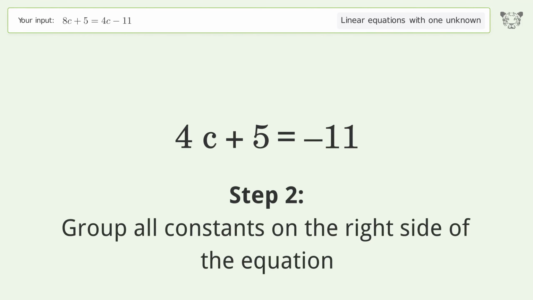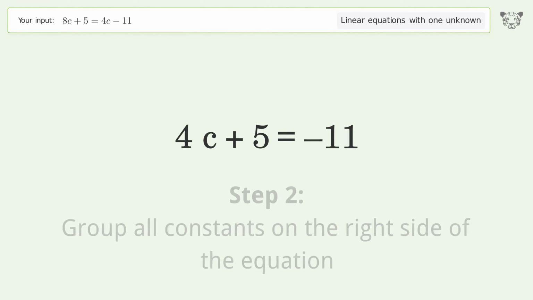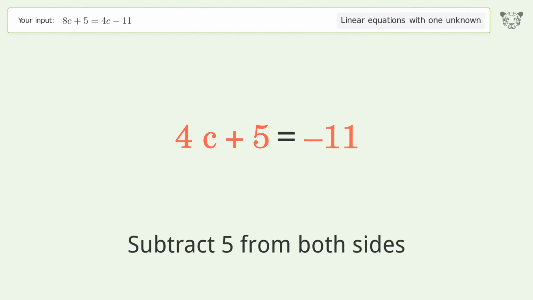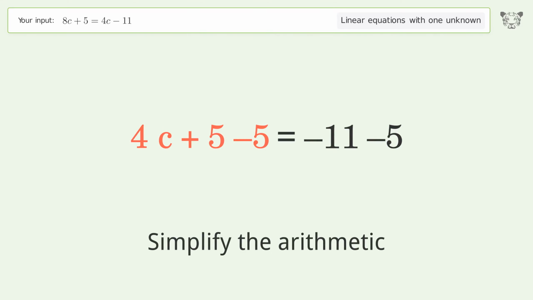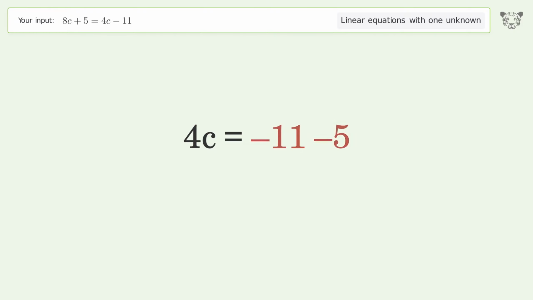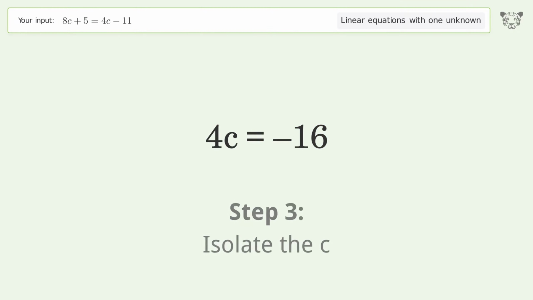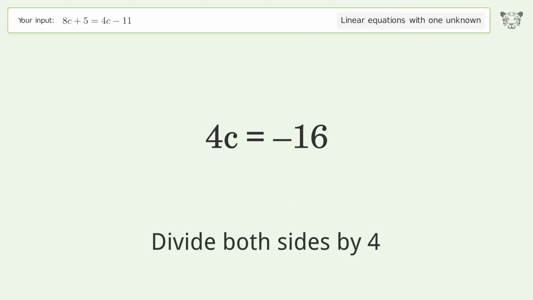Group all constants on the right side of the equation. Subtract 5 from both sides. Simplify the arithmetic. Isolate the c. Divide both sides by 4.